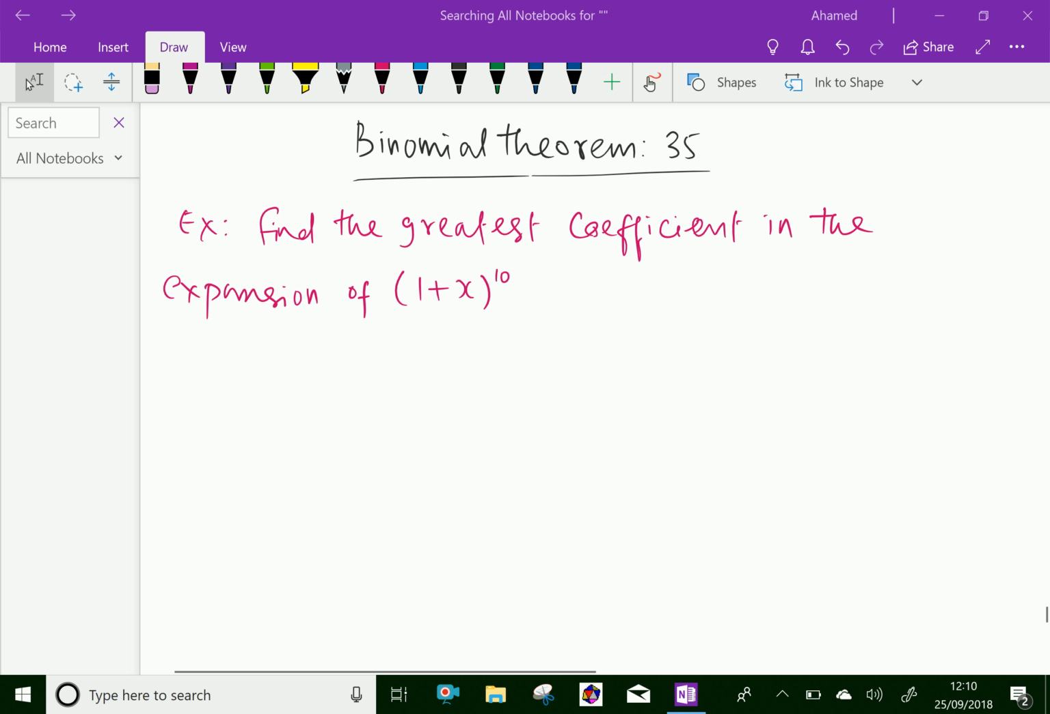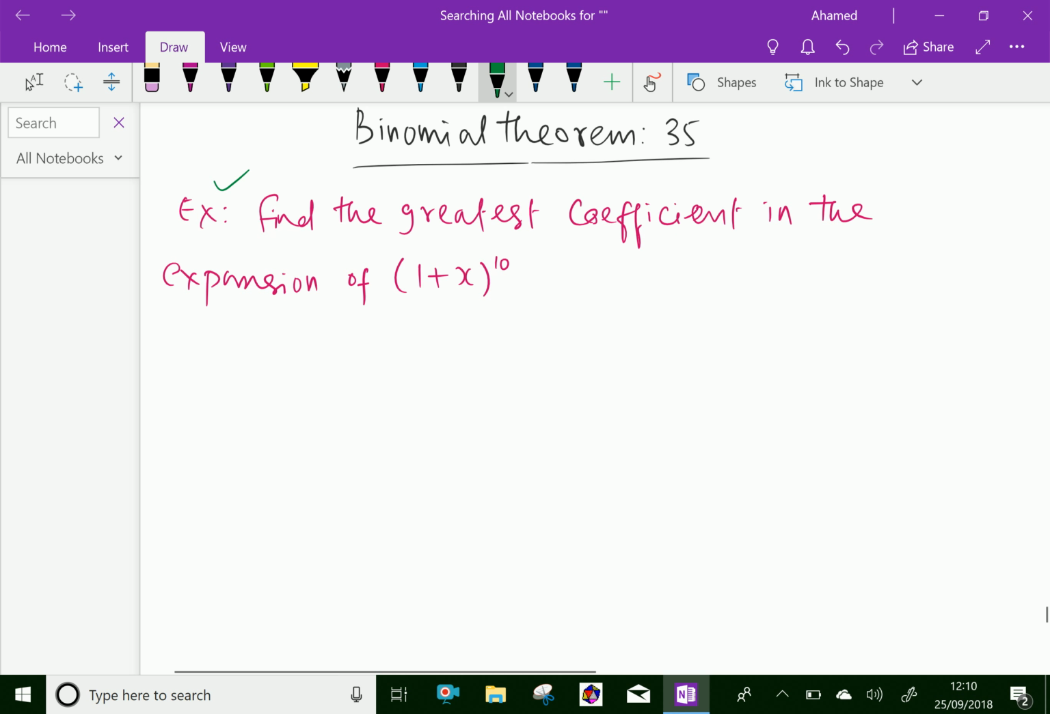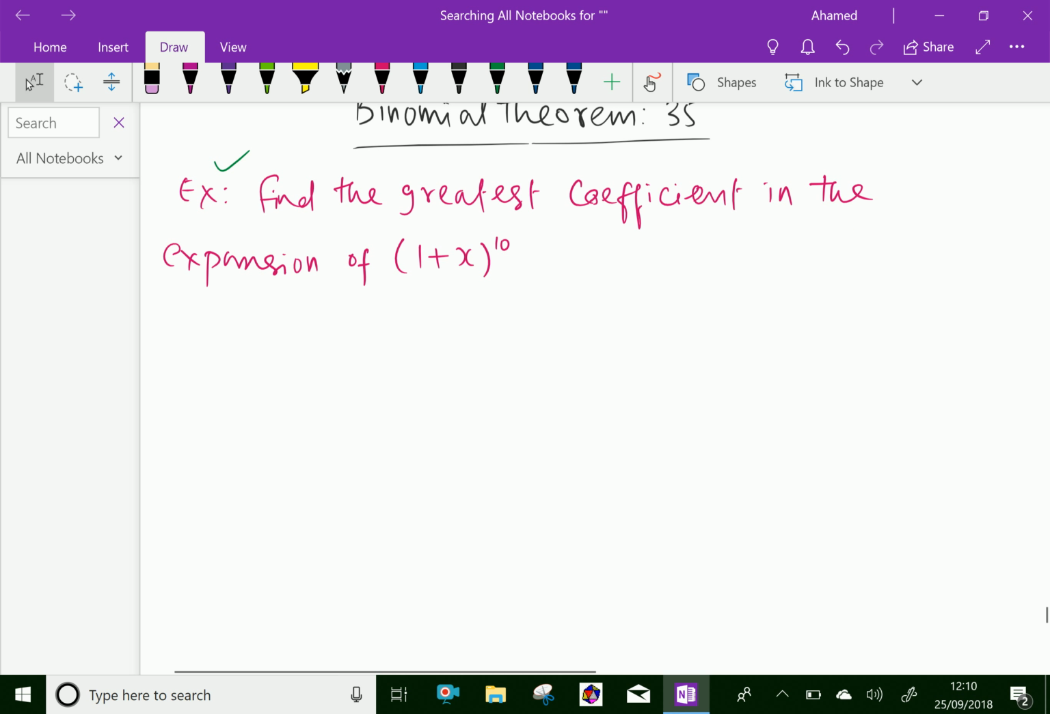Look at this example. Find the greatest coefficient in the expansion of (1 + x)^10. We know that the greatest coefficient is the middle term when n is even. If n is even, the greatest term, the greatest coefficient.